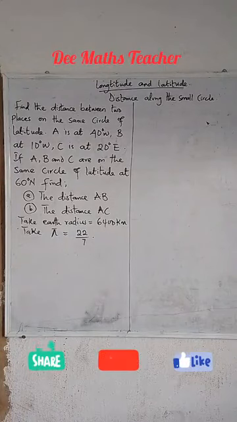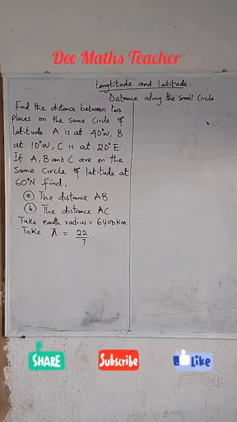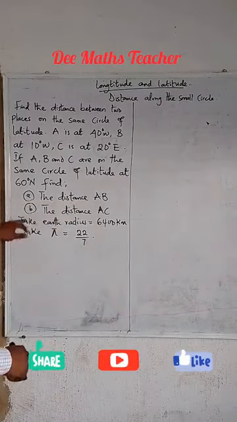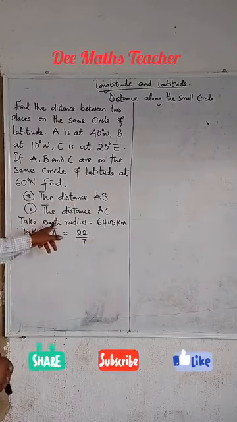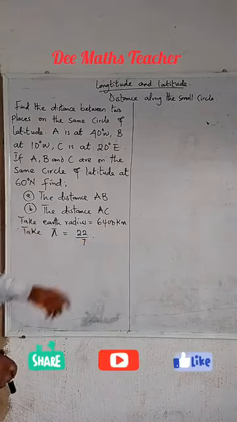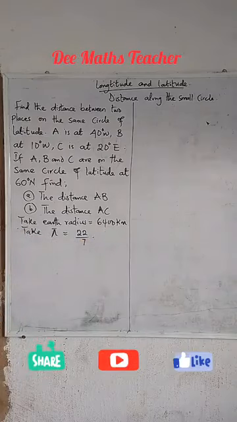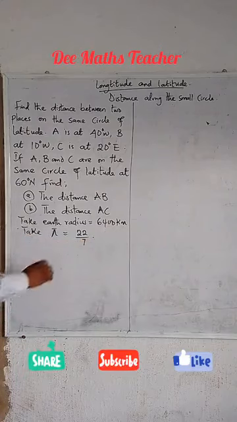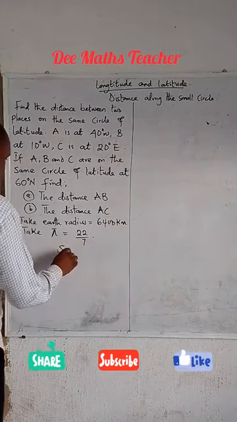A is at point 40 degrees west, B at 10 degrees west, C at 20 degrees east. If A, B, C are on the same circle of latitude at 60 degrees north, find the distance AB, then the distance AC. So we have the constants of earth radius to be 6,400 km and pi is 22/7.